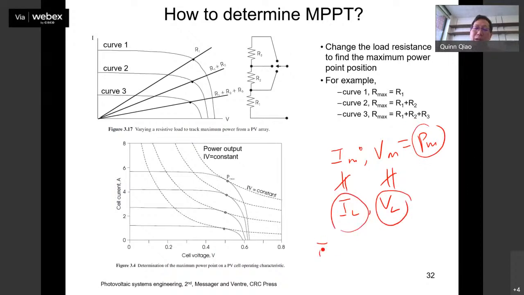Just make sure IM multiplied by VM equals the load I times the load V. Their product will be the same, but the load I does not need to equal IM, and the load V does not equal VM. The output power is constant, the product is constant, but I and V can be different, depending on what the load looks like.